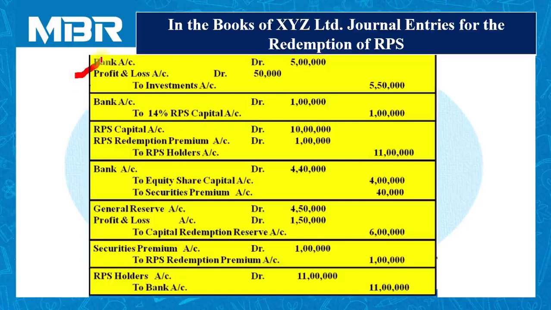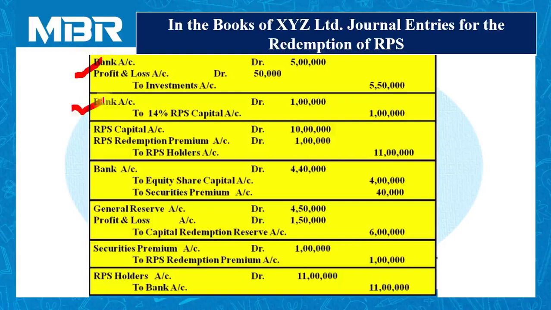First of all, we have sold our investment at a loss of rupees 50,000. Bank account debited 5 lakhs. Profit and loss account debited with 50,000 to investment account 5 lakhs 50,000.